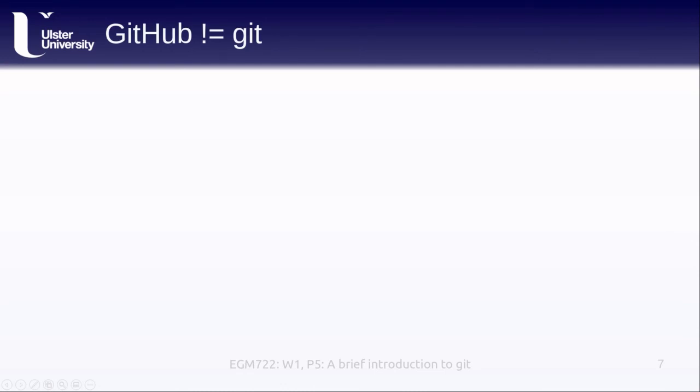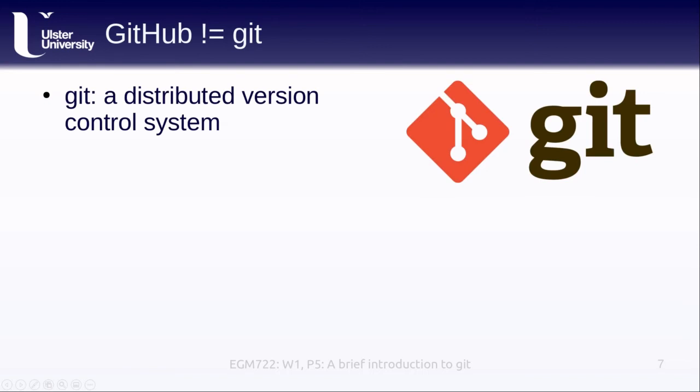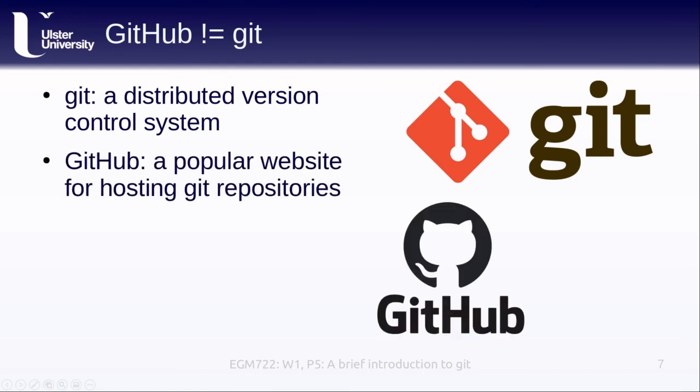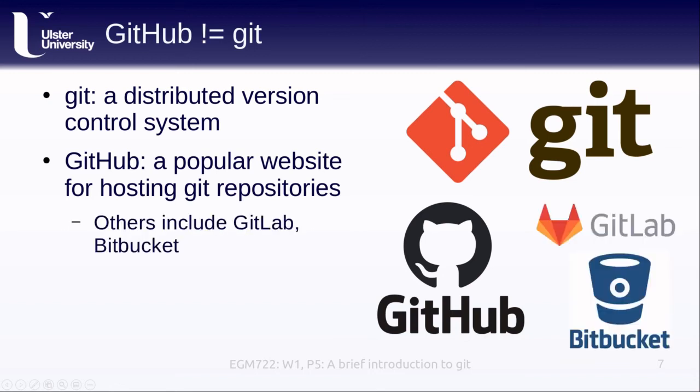The last thing that I want to cover is that GitHub is not the same as Git. Git, again, is a distributed version control system. It's the main software that we're using in order to keep track of changes to our different coding projects. GitHub is a popular website that is used to host Git repositories. There are others, including GitLab and Bitbucket. GitHub, I think, is by far the most popular, but it's definitely not the only one.